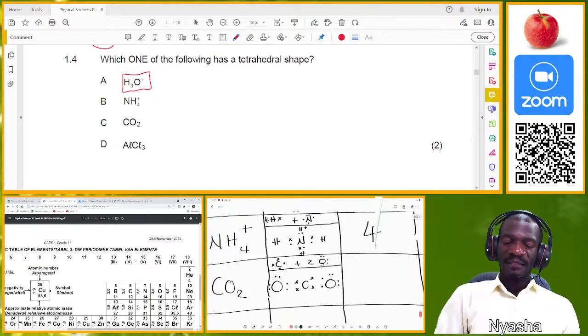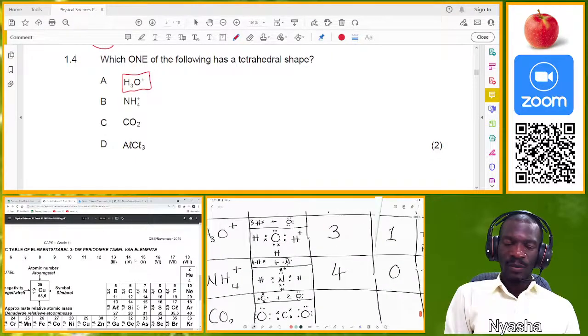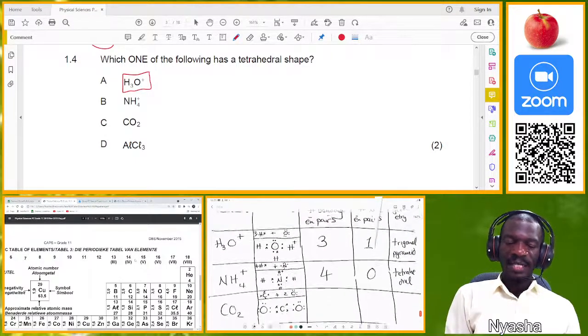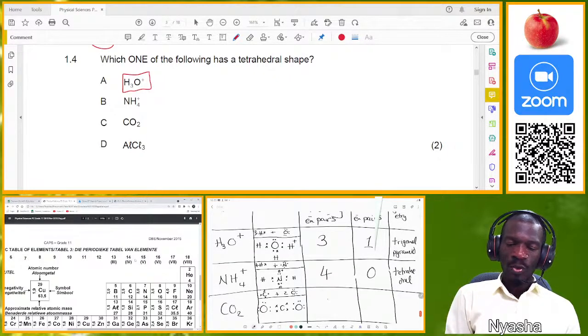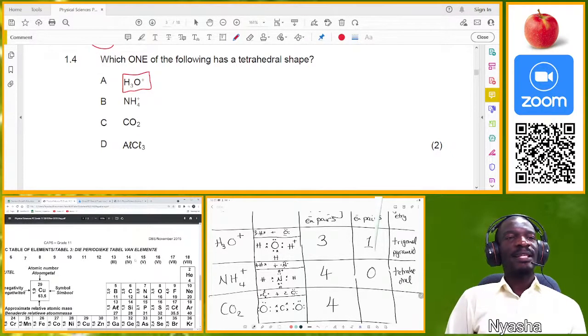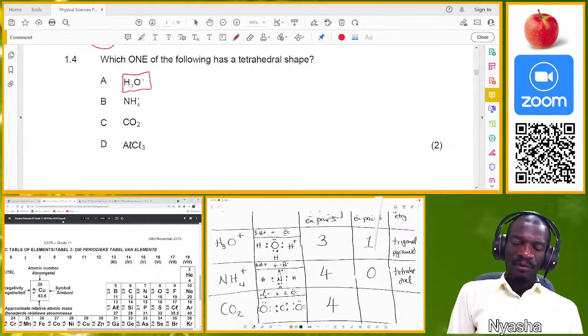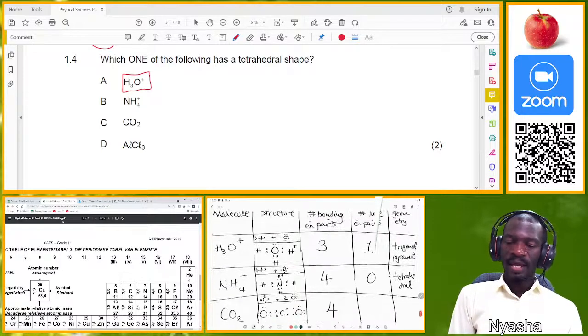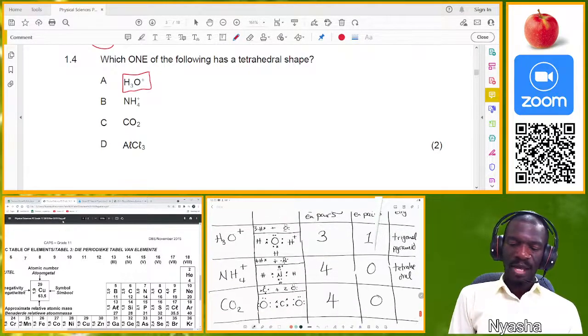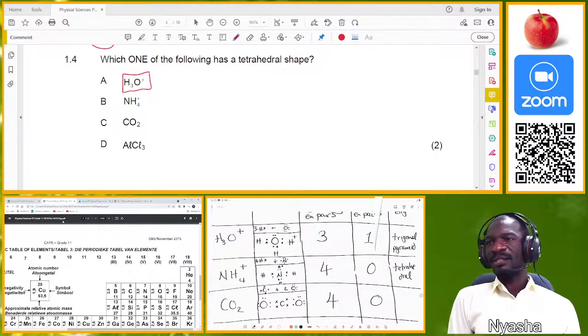So now that we have this structure, again, we look for the number of bonding electron pairs. There are 2 pairs on this side, and another 2 pairs on this side. So we will have a total of 4 bonding electron pairs. Number of lone pairs: do we have any lone pairs? No, we do not have any.